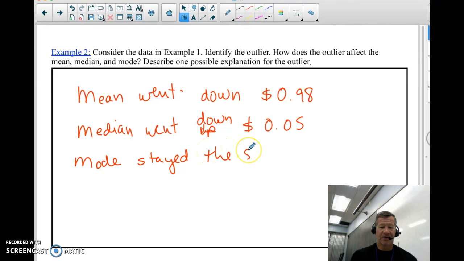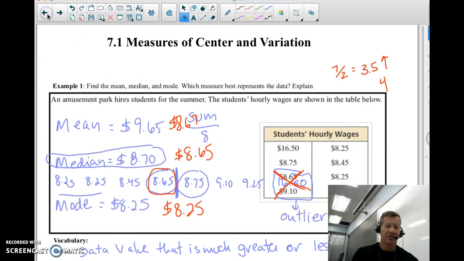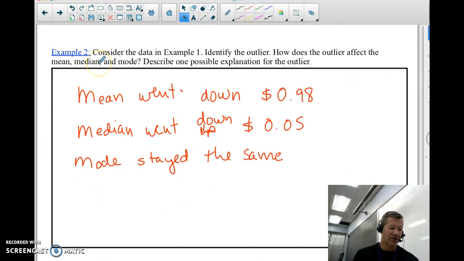Now, the second question is describe one possible explanation for that outlier, okay? Now, these are all students that were hired for the summer by this amusement park. So why would one student be making more than others? Maybe they have a more important job within the place, while other students are just doing kind of simple jobs, and this other person has a more important one. So that is it for example 2. Good luck with that.